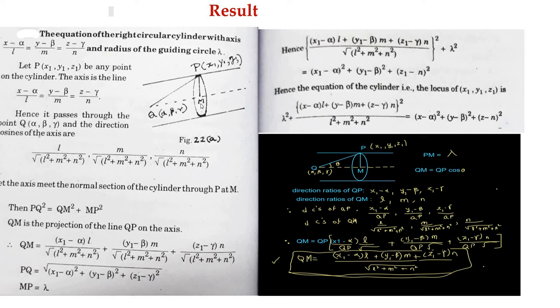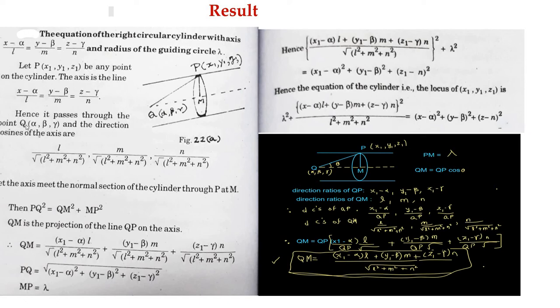If lambda is the radius of the circle, guiding curve here is a circle, so for that guiding circle we have lambda to be the radius, then we are going to have the equation of the cylinder to be like this. For this we shall consider any point on the cylinder to be P of x1, y1, z1, and the axis is the line that is given.